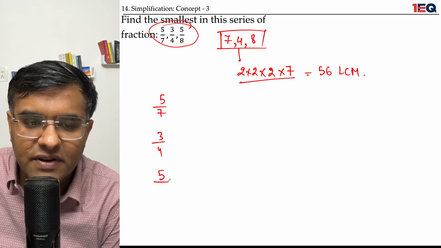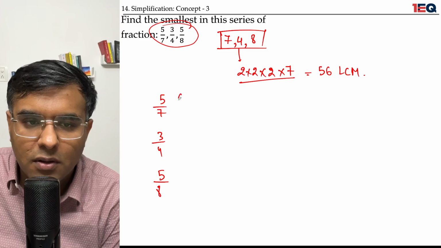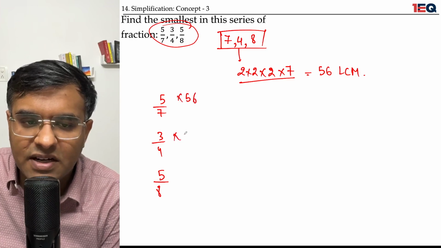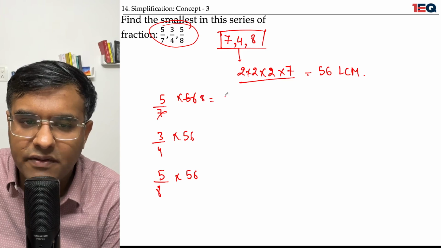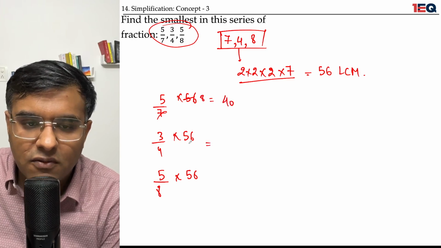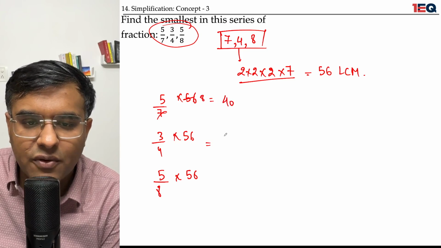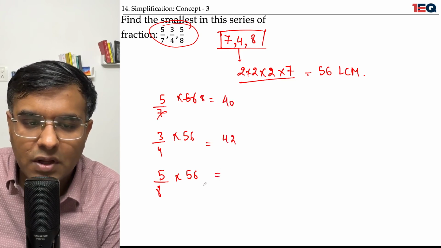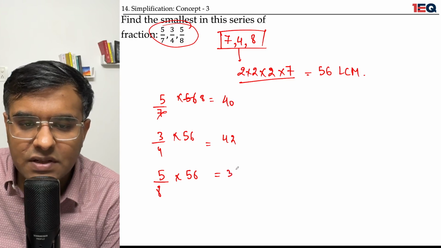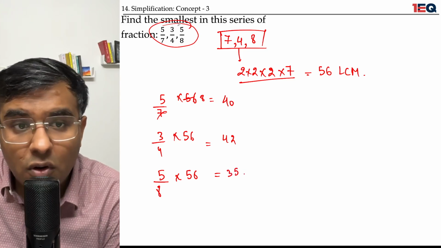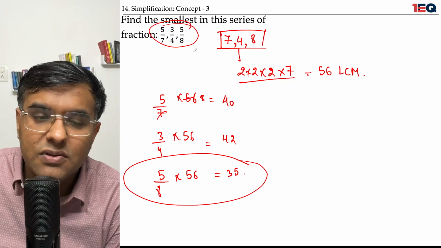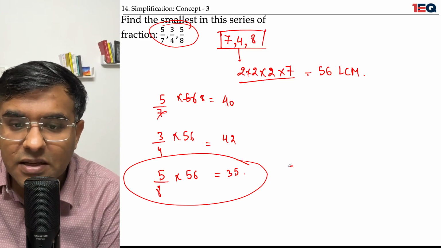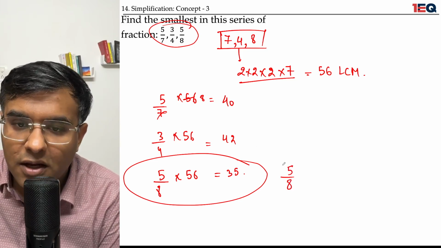I'll write down all the fractions straight away. Multiplied by 56, multiplied by 56, and multiplied by 56. So 7 eights are 56, 5 eights are 40. 4 fourteens are 56, so 14 threes are 42. 8 sevens are 56, 7 fives are 35. Out of all these expressions that we have over here, 35 is the lowest one. So the smallest number in the series is nothing but 5 by 8.